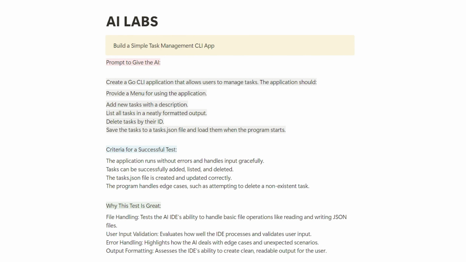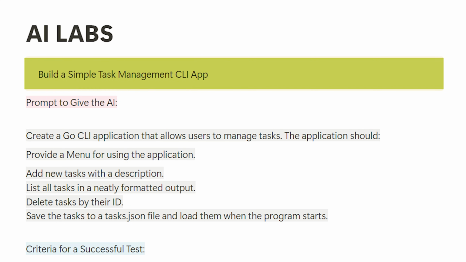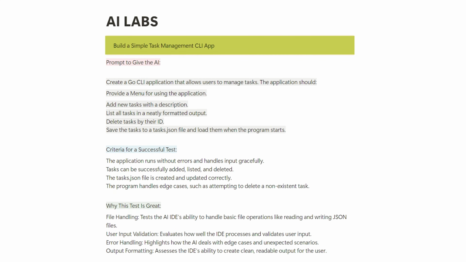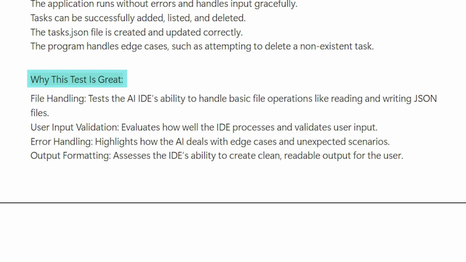All right, so to start testing, first of all, I'm going to test them with this little prompt. The task is going to be building a simple task management command line app. We're going to give it this prompt, which specifies the features that should be implemented. Then we have a criterion for it to be a successful test. It should run without errors, tasks should be easily added, and the tasks.json file should also be created. Why are we using this test? It's to simply evaluate its ability to handle basic file operations, like reading and writing to the JSON file, along with a few others as well.